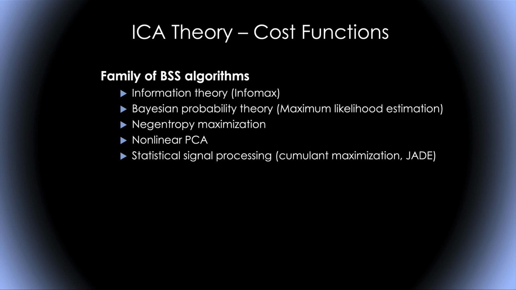There are many different ICA algorithms. There are conferences on blind source separation, and there are hundreds of ICA algorithms. These are some of the most popular. For instance, you have separation of sources based on information theory, that's InfoMax, based on Bayesian probability theory, such as maximum likelihood estimation, negentropy maximization, nonlinear PCA, statistical signal processing, such as JADE, which we saw before. So which one is best? Which one works the best?